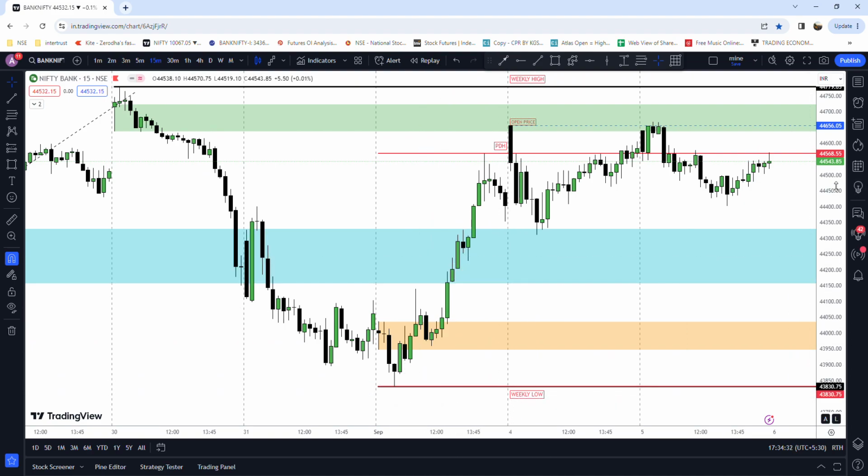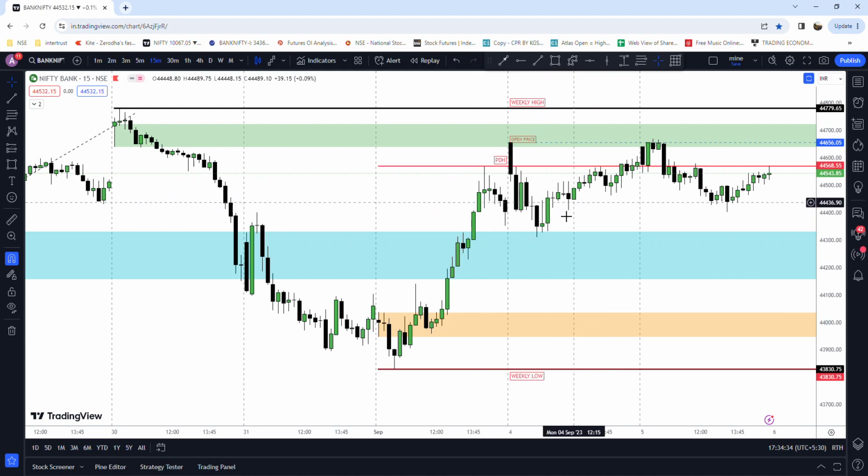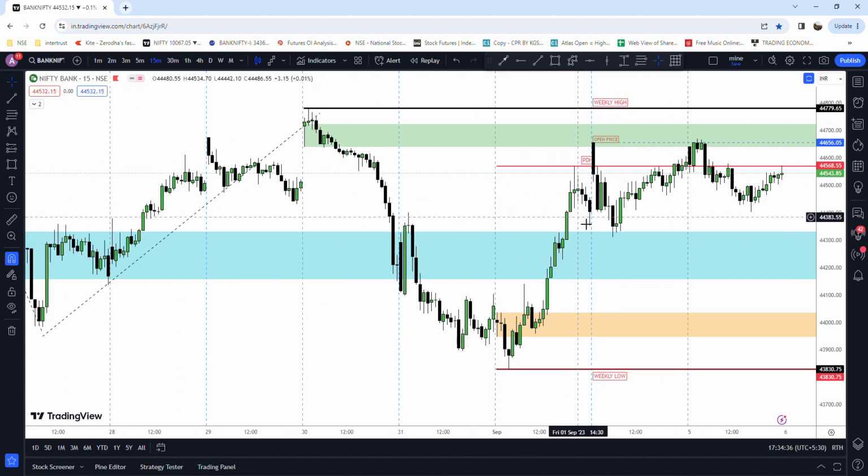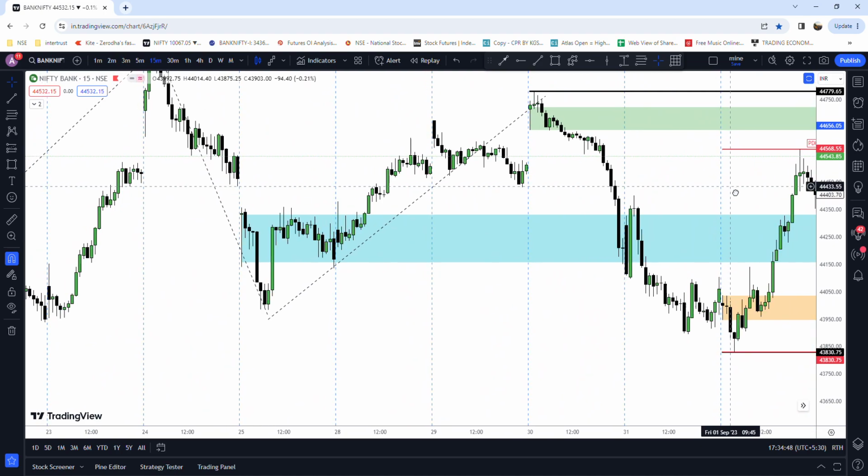Once we do this, before the market starts on the 4th, we need to create a hypothesis of where we think the market might go. Now, these rectangles that you see, the green, blue, and orange, I'll explain to you in a while what they are. But as of now, let's imagine the 4th has not started.